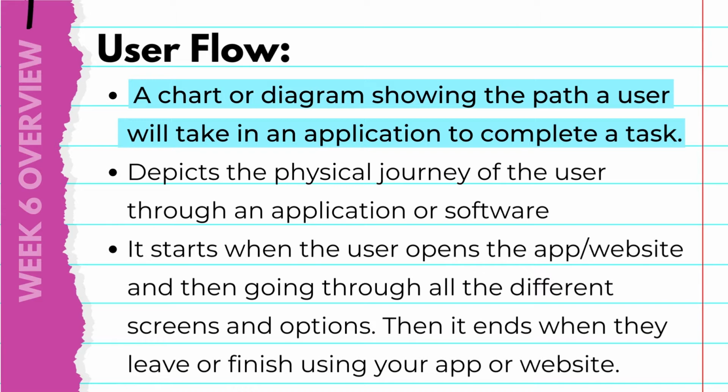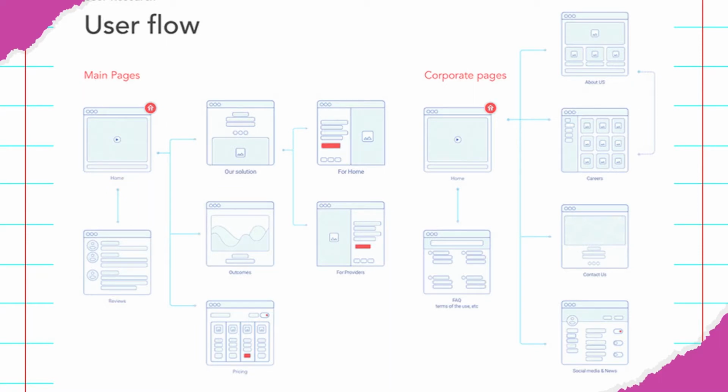It starts when the user opens the app or website and then goes through all the different screens and options. Then it ends when they leave or finish using your app or website. So here is an example of user flow for a website. As you can see, they start on the main page, which is the home page, and then they will navigate from page to page, either through the tabs or through buttons, clicking from one page to the next.